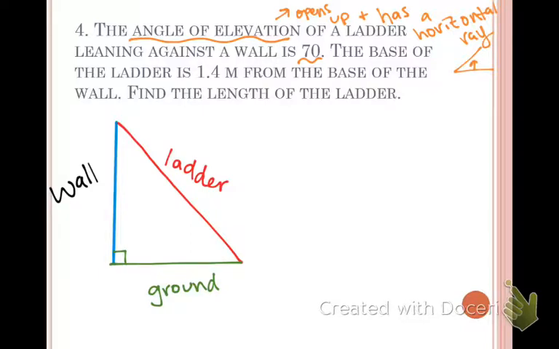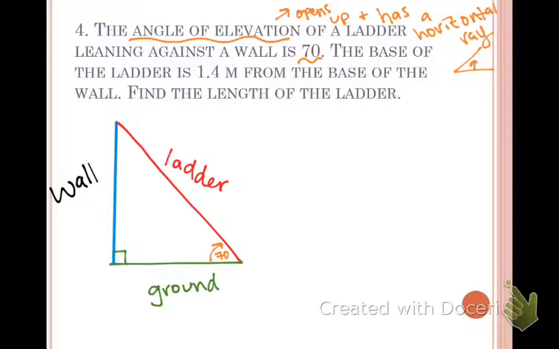So we already have that. Which of my two acute angles opens upward? The top or the bottom? The bottom. Here's my horizontal line, and then it opens upward towards the top of the wall. So what is the measure of my angle of elevation? 70. So 70 degrees goes in that corner.